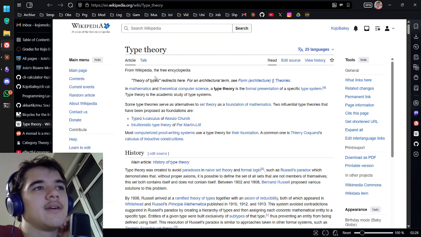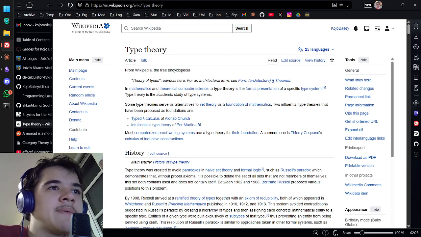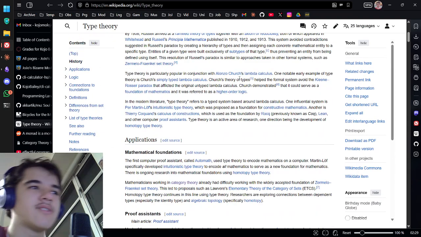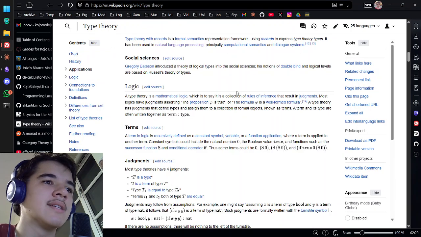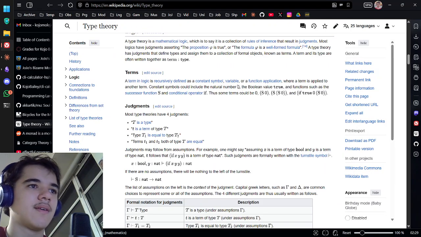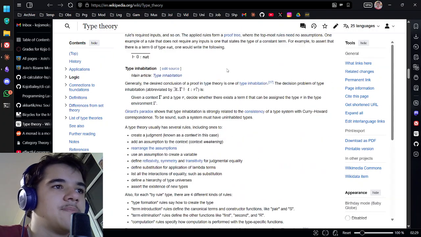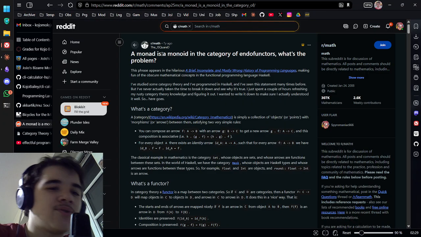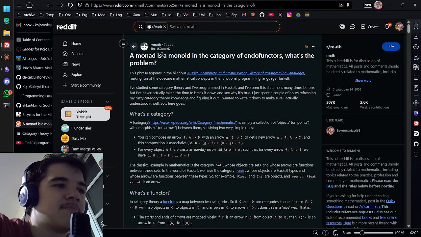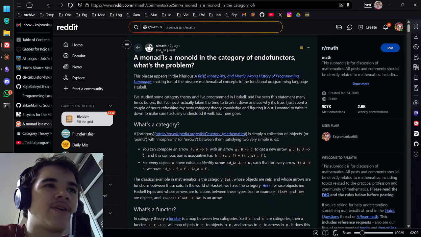You know, theory of types. In mathematics and theoretical computer science, a type theory is a formal presentation of a specific type system. Really? So it's not just a general thing. I do want to get into type theory. It's pretty cool. But for now, a monad is a monoid in the category of endofunctors.